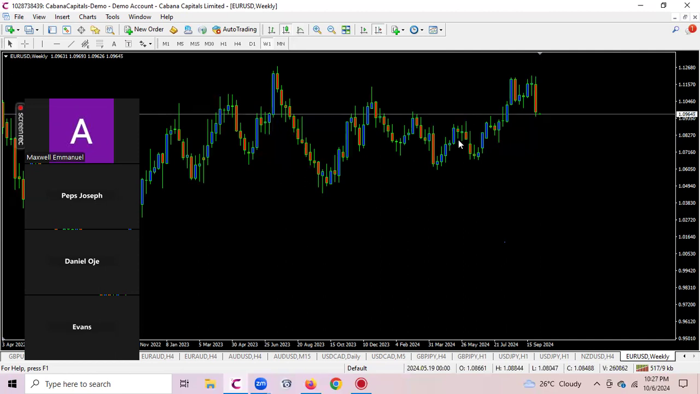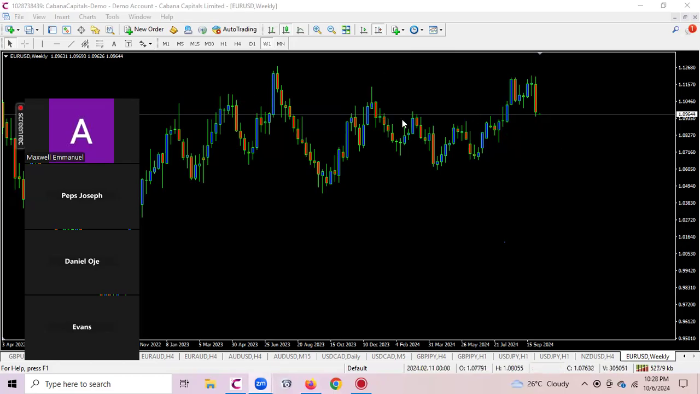Mr. Evans said no. Mr. Joseph, what's your take? No, it should not be a smart move to sell from the current market price. Price has already moved. We need to wait for price to pull back. If you are considering selling, we need to wait for price to pull back. Pull back to where? Pull back to what level? Okay, Mr. Daniel says no. Good, we're on the same page.